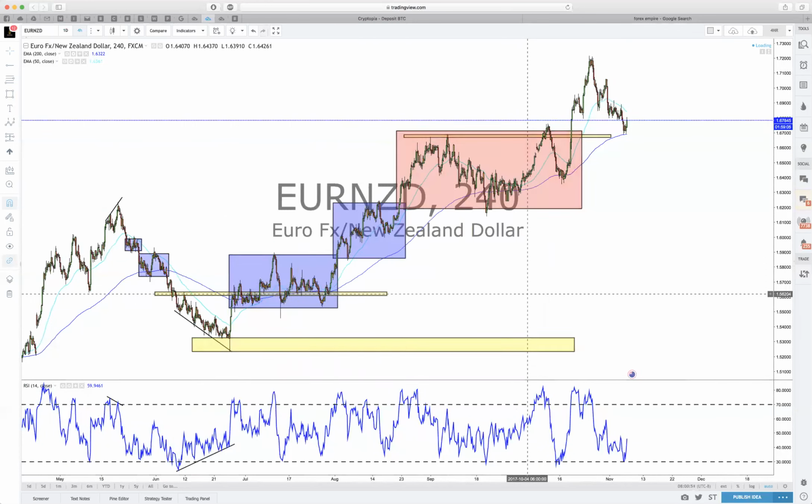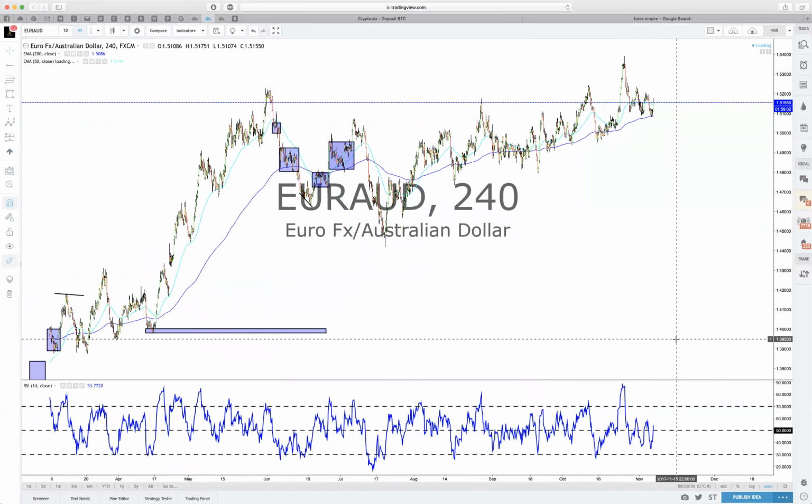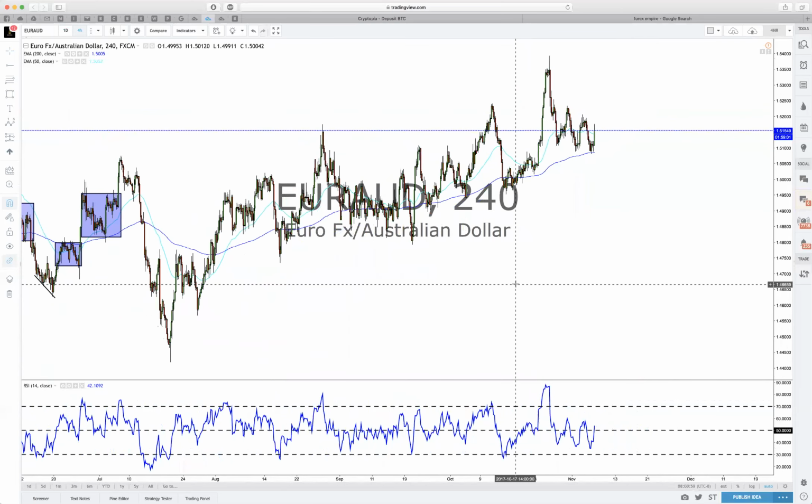Euro AUD. All right, we got nothing on Euro USD, Euro AUD, Euro CHF. Nothing on here. Yeah, it's really low. Yep, we got nothing.